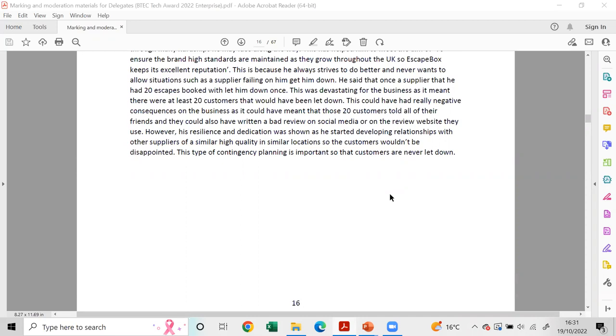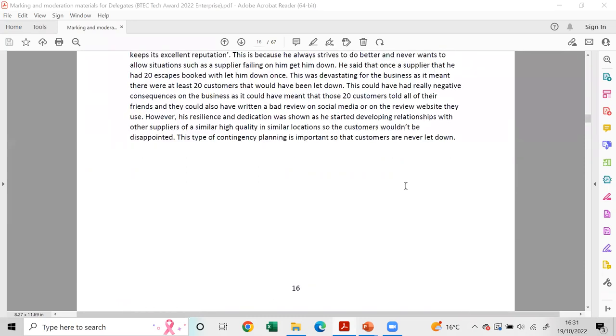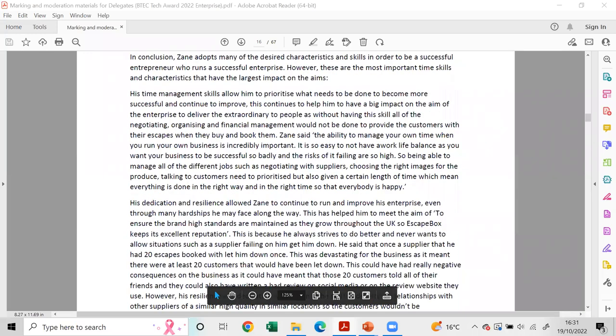Throughout this conclusion, lots of quotes, linked to that aim of high brand standards, this aim of delivering extraordinary. The work is logical as well. In terms of a level 2 learner, there's not much else they could have done.